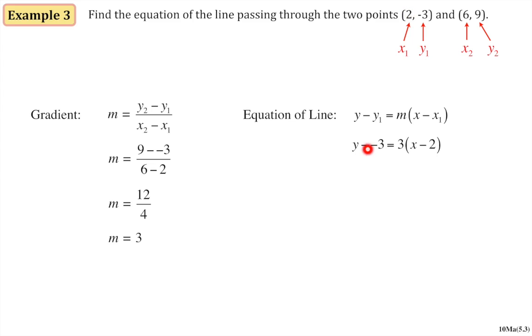Now 2 minuses make a plus, and we're going to times this bracket out. So when we times the bracket out, 3 times x, 3x, 3 times minus 2, minus 6. Now we'll take away 3 to both sides, and there's the answer. There's the equation of our line. So that's the process when we're given 2 points.